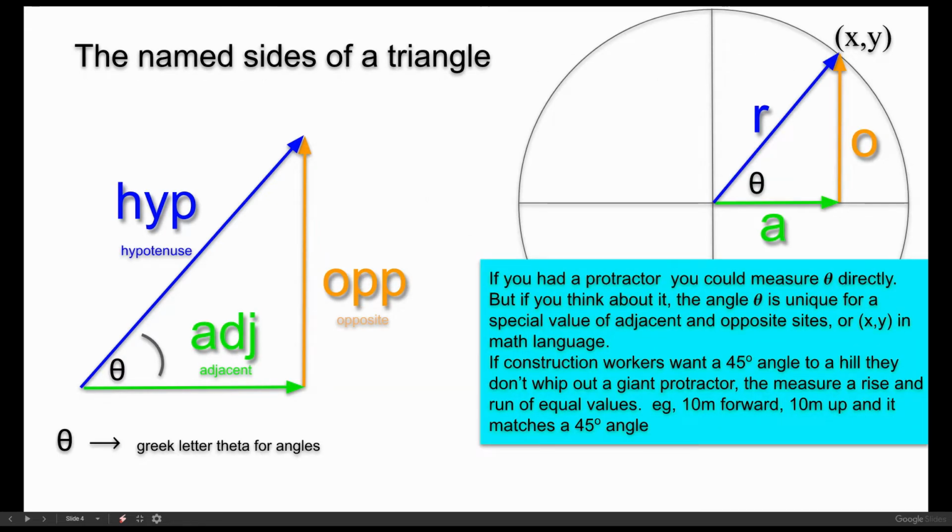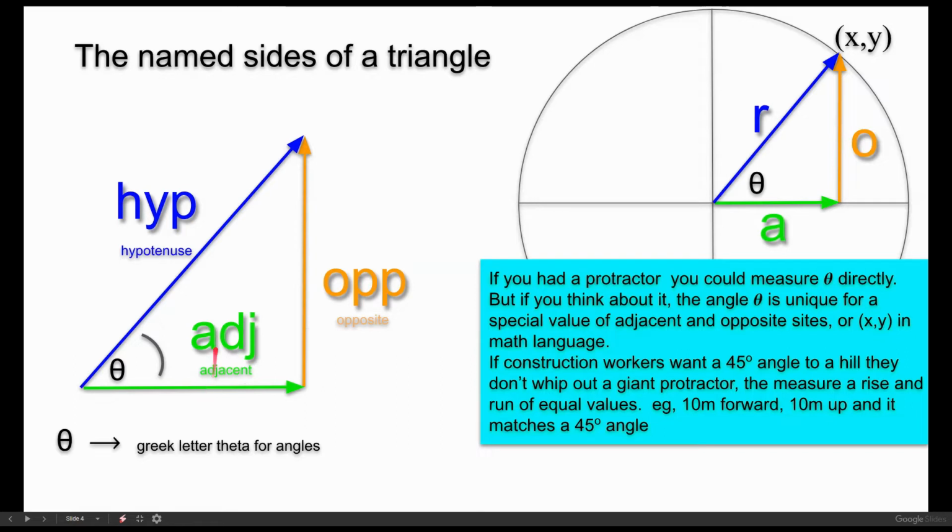The sides of the triangle get a name. The side of the triangle that is touching the angle theta is called the adjacent. The side of the triangle that's across from the angle is the opposite. And the long side of the triangle, which is directly across from the 90 degree, is called the hypotenuse. If instead of talking about this angle, I wanted to talk about the angle up here, then this would become the adjacent and this would become the opposite side.